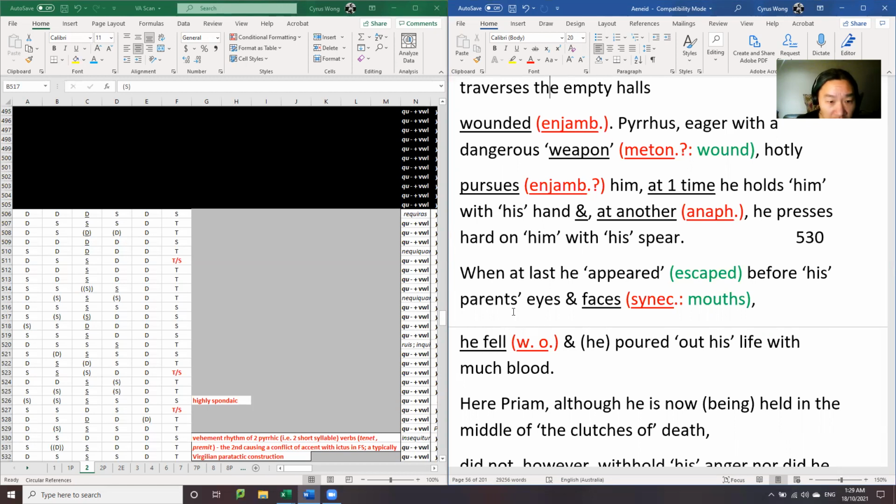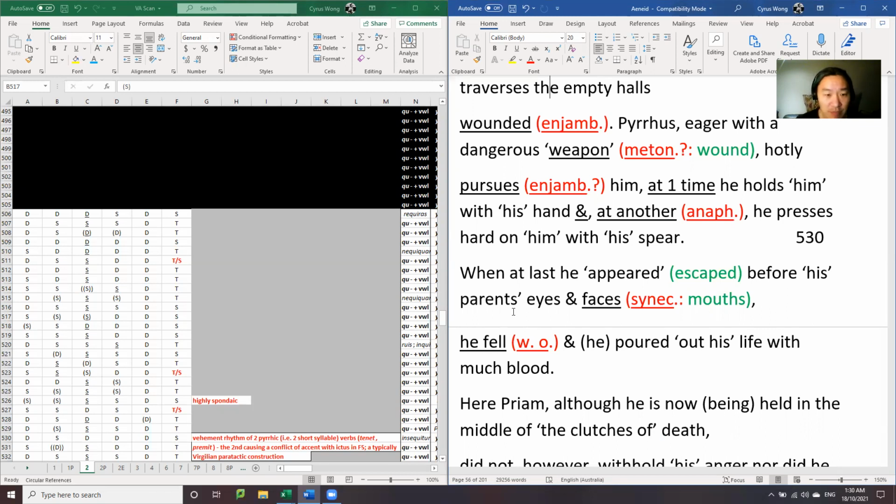So the second conjugate conflict of accent with ictus in foot 5, all that means is that premit in foot 5, those two short syllables are in pre and mit. So there's a word before it and then short. So that marries with the dactyl in foot 5. So the two short syllables in the verb.